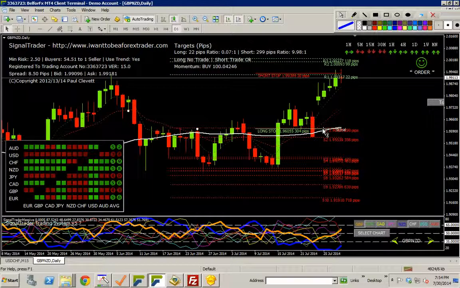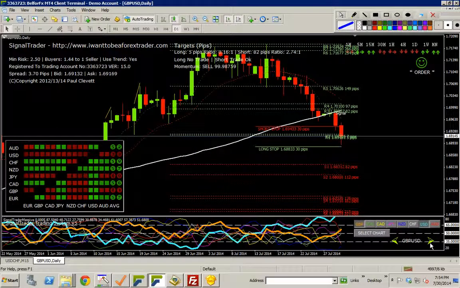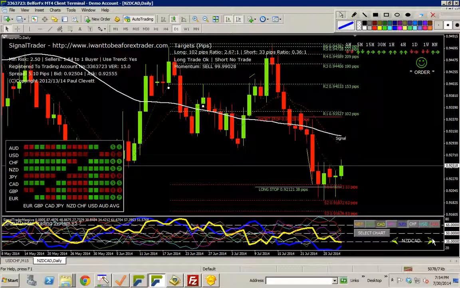Could be worth a short, but the problem is it's above the signal line. So I'd always use the 50 period moving average, which is the signal line. So I will not take a short. Let's check this one out. So we're looking at GBP USD. Click on it. 53 pips. I don't think so. Not a trade I'd like to take. So let's flip to the next one. Can't see anything there I want.